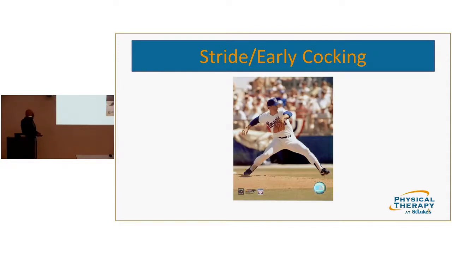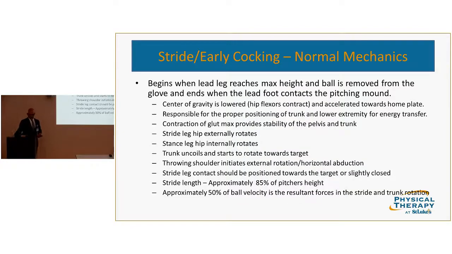There's Nolan again. So we're going stride and early cocking. This begins when the ball leaves the glove, okay, and then at that max height, the ball leaves the glove, and then it lands with the lead foot, okay. Center of gravity is lowered. So what you'll see in the video is when they come up to here, they'll then start to shift down. This knee will start to bend, and their center of gravity will start to go lower so they can start to propel forward.